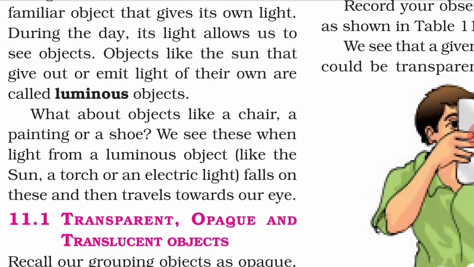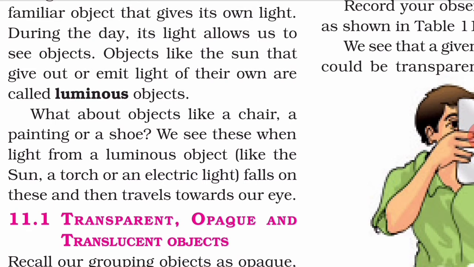So what is a luminous object? Which emits light of its own, and non-luminous are those objects which don't have light of their own. Luminous objects are like sun, torch, electric bulb, and non-luminous can be anything, that is chair, table and everything.